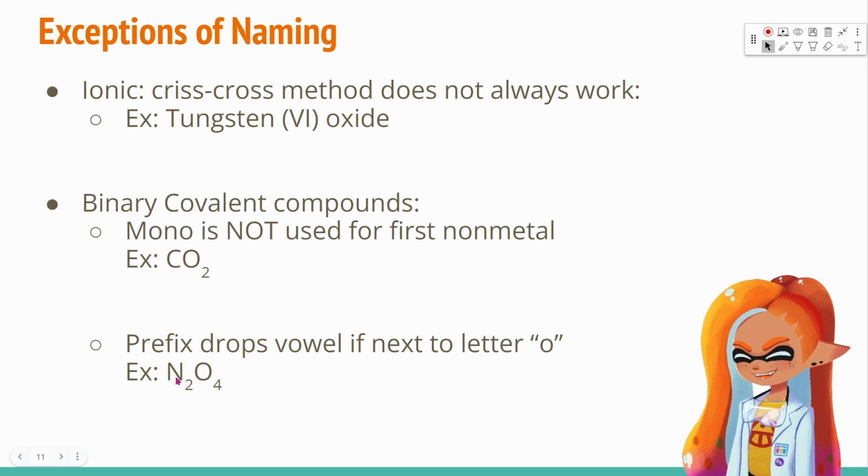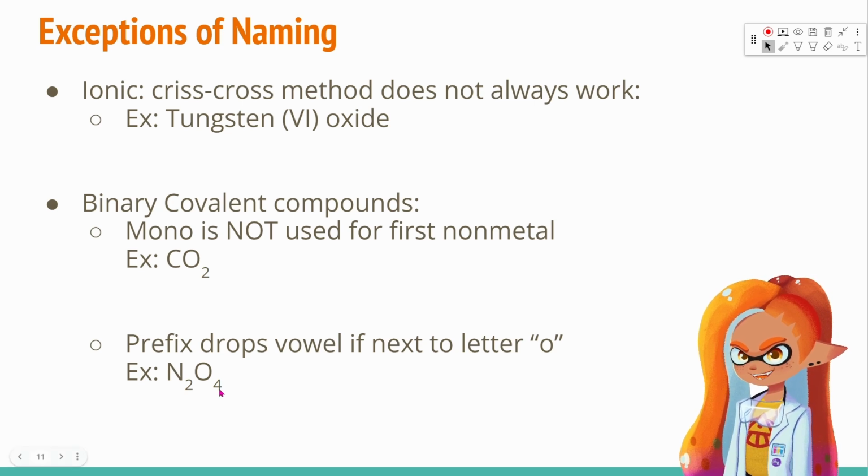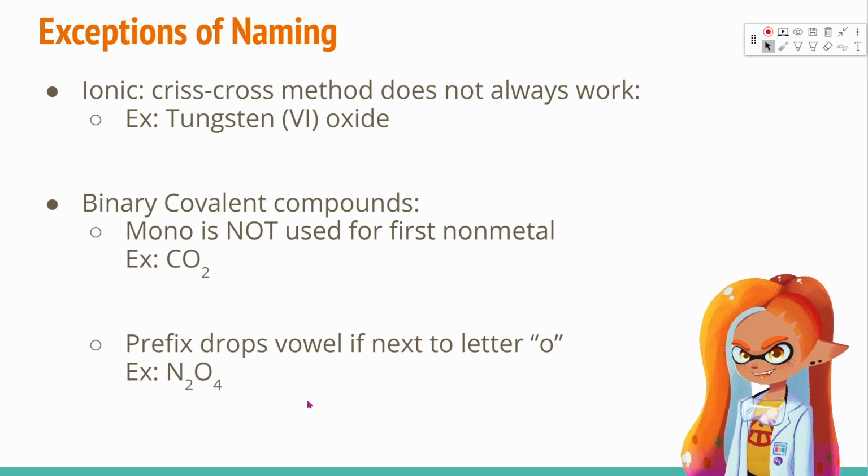So for example, this is just dinitrogen because it's 2 and di is 2. And then 4. 4 for the prefix is tetra. And it's next to oxygen. So if I was to ignore this, I would say tetraoxide. But because it is an A next to the O, you would drop it.